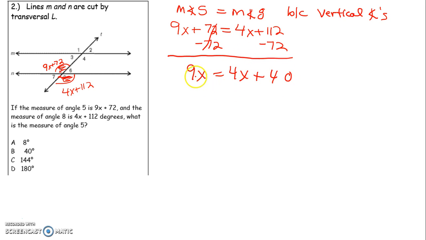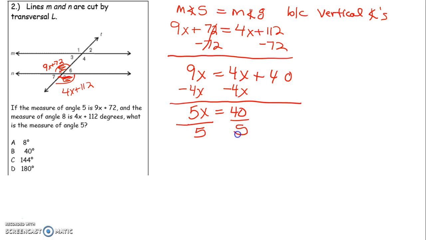Now I'm going to move all my variables to the left. So I'm going to subtract 4x on each side. 9x minus 4x, I'm left with 5x equals 40. I'll divide now to get x alone. How do I undo multiplication? Division. I'll divide both sides by 5, and x equals 40 divided by 5, which is 8.